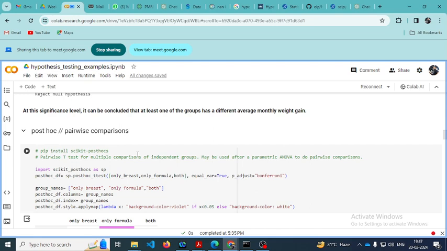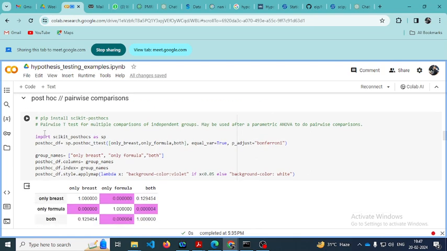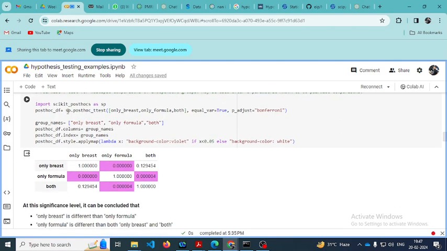In Python there is a post hoc function available in the scikit library. You can use that post hoc pairwise comparison with the help of these groups. You import scikit post hocs as sp, and then you can call this comparison function. Then you will get different values.